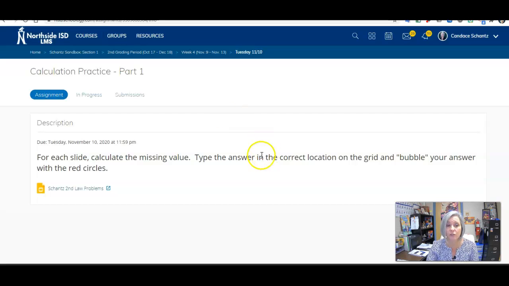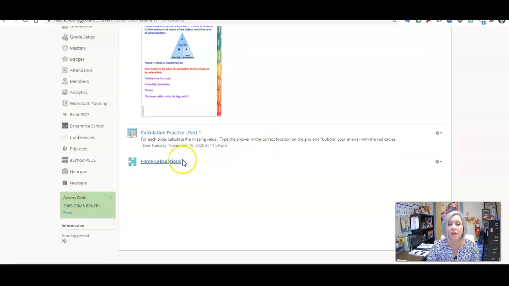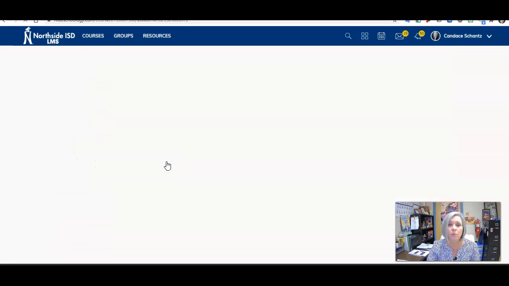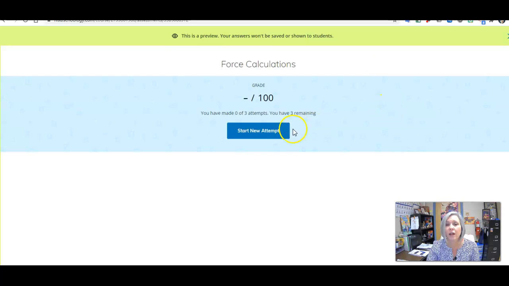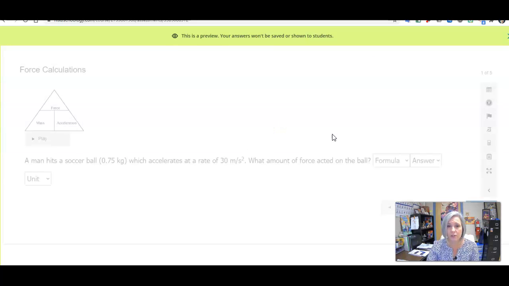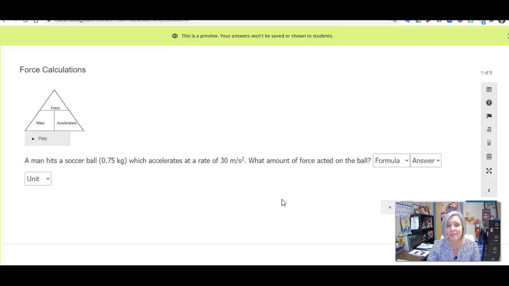After I have checked those over, you're going to go back into your Tuesday folder, and you have a graded assignment for force calculations. So when you open this, you're going to have several different calculations. What you first have to do is decide, what am I solving for, and give me the formula. These are your options. Then you're going to solve it, give me your answer. Once you have your answer, you need to tell me what the correct unit would be. Meters per second is meters per second squared.